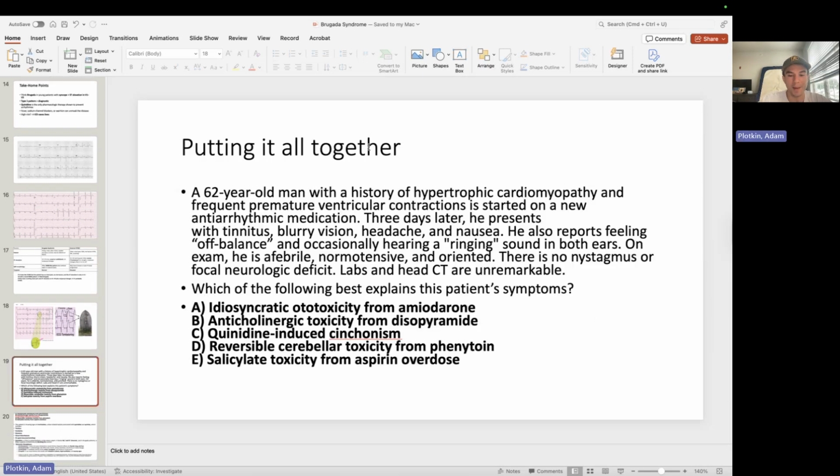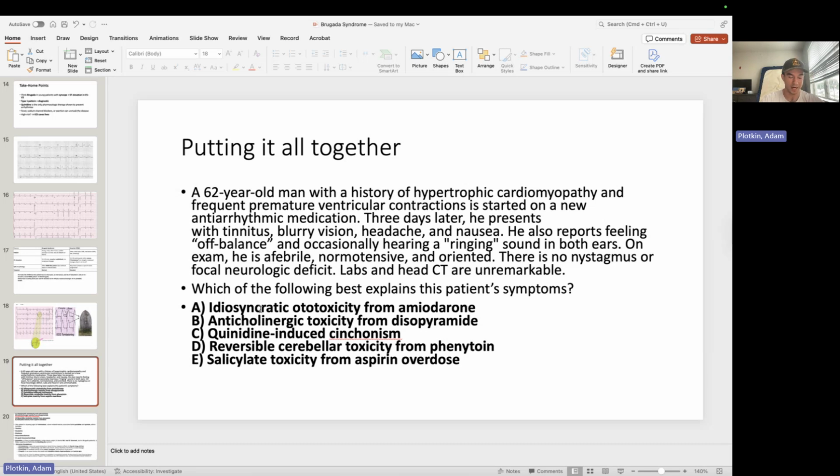We have a 62-year-old man with a history of HOCM and frequent PVCs. He's started on a new antiarrhythmic medication. Three days later, he presents with tinnitus, blurry vision, headache, and nausea. He also reports feeling off balance and occasionally hearing a ringing sound in both ears. On exam, he's afebrile, normotensive, and oriented. There is no nystagmus or focal neurological deficit. Labs and head CT are unremarkable. Which of the following best explains this patient's symptoms?